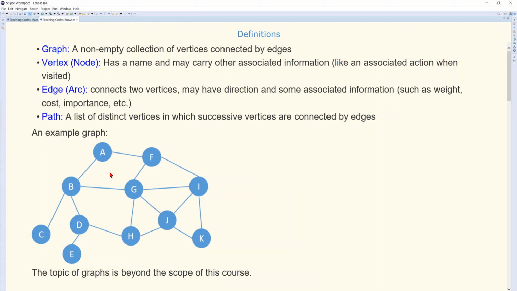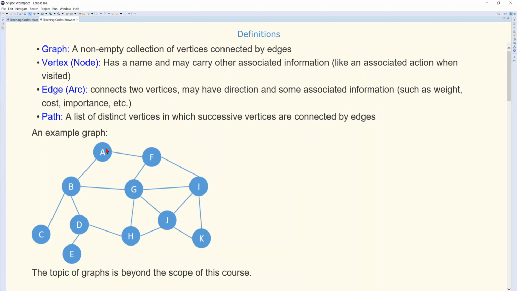So, for example, consider a real map where we have cities and the roads that are connecting the cities. We will represent the cities with the vertices. So we have city A, city F, G, I, K, whatever, and the roads that are connecting these cities. Note that there are direct roads between some cities, like there is a direct road from city A to city F, but not from city A to city G.